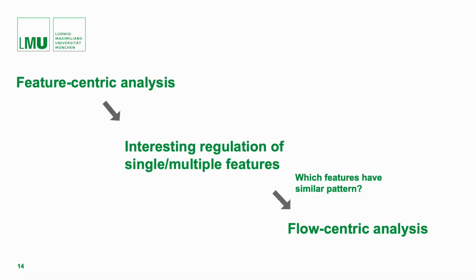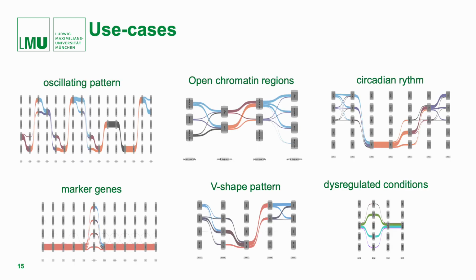In the feature-centric analysis, we found no interesting regulational pattern over our flow set of single or multiple features. In the flow-centric analysis, we are now interested in which features have a similar pattern as the genes we observed now. These patterns can be fairly different. We can have an oscillating pattern, as described before.